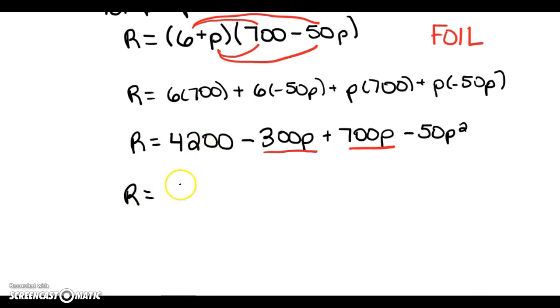So let's write this. We have 4,200. And when we're combining like terms, remember you just add or subtract your coefficients, but the variable stays the same. So you take negative 300 plus 700, which is positive 400, and the variable stays the same, so it's still p. Then we'll bring down this negative 50p squared.